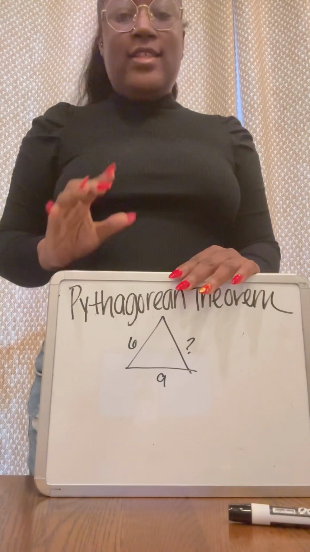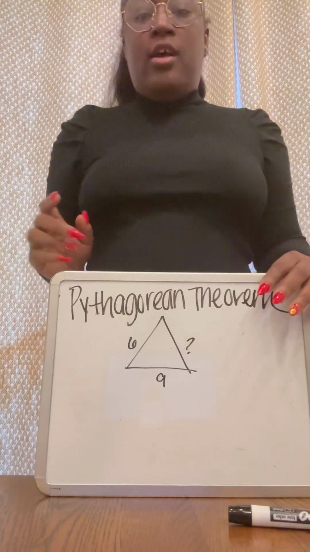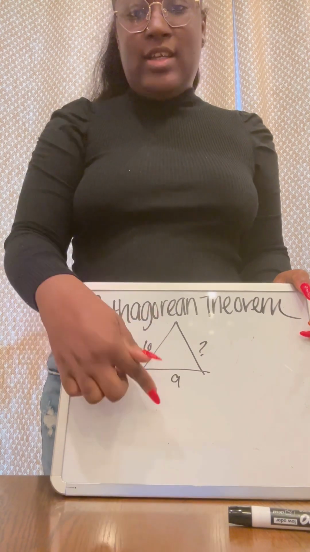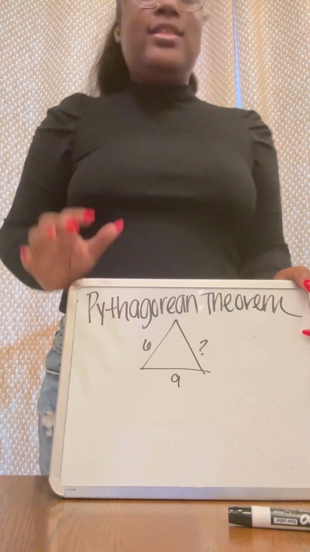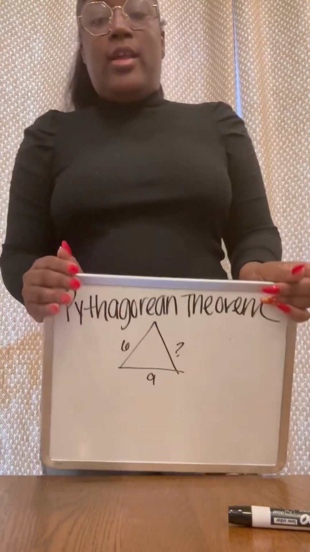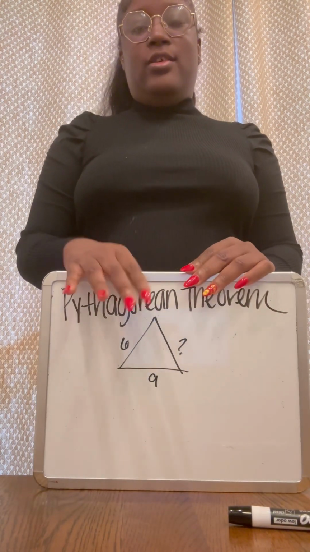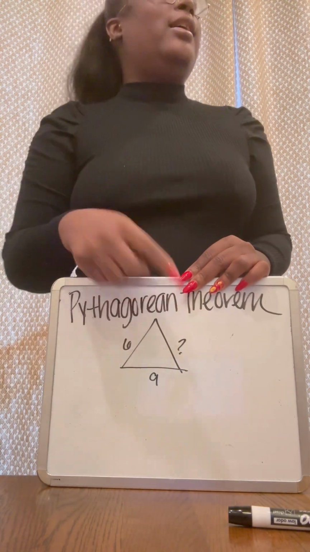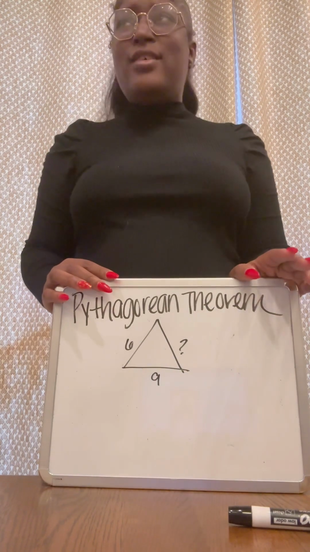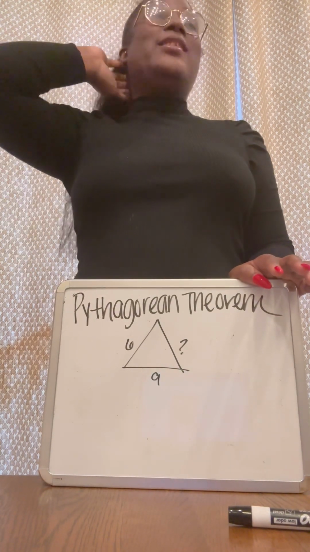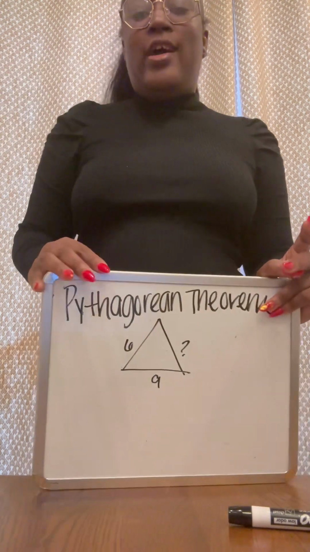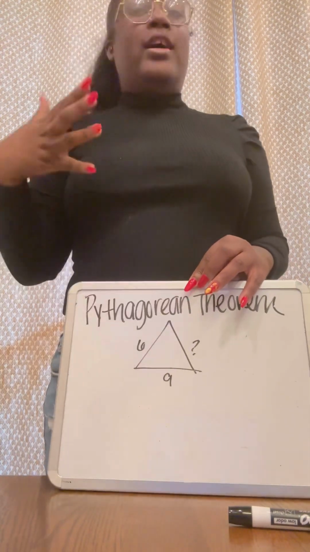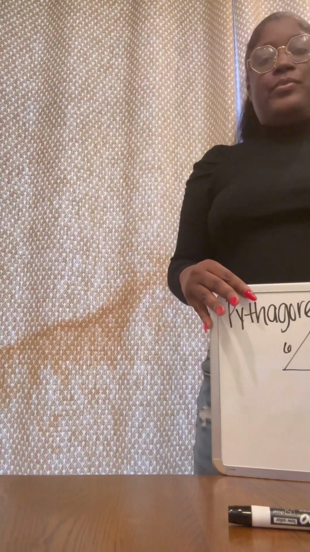Okay, now let's take a look at another problem. Okay, so we have this triangle and it has 2 of the sides here labeled, but this side is missing. So are we going to use the Pythagorean theorem to find the missing side of this triangle? Yes. No. Okay. Correct. No. So we're not going to use the Pythagorean theorem to find the missing length of this side. Anyone wants to tell me why?